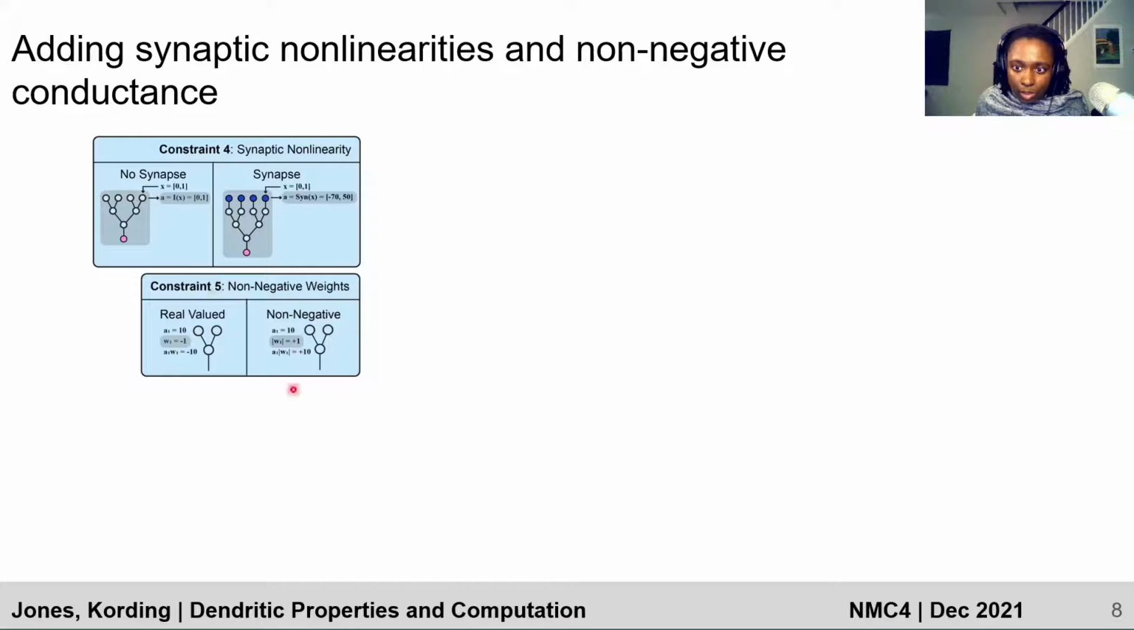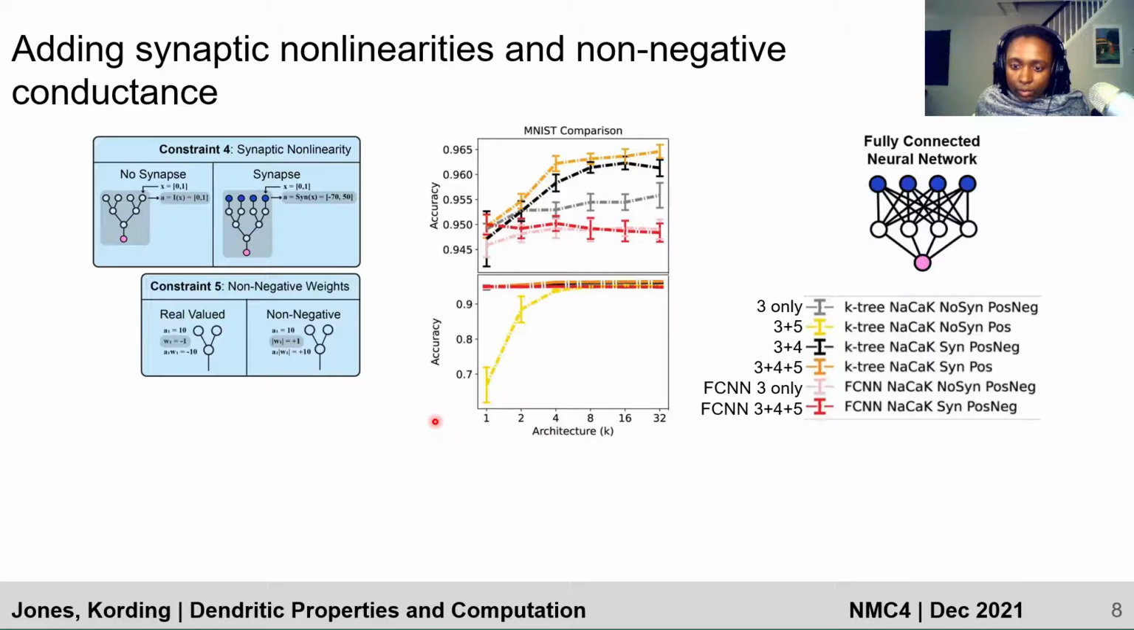Next, we've added two more constraints, synaptic nonlinearity and non-negative conductance weights, on top of the dendritic nonlinearity constraint in both our neuron-like model and the FCNN model. Adding non-negative conductance in the bottom graph in yellow led to a major drop in performance, but this was rescued in orange by adding synaptic nonlinearity. Both constraints together in orange perform better than adding synaptic nonlinearity alone in black. Our takeaway is that with the added synaptic repetitions, all neuron-like models perform better than the comparable FCNNs, which are in red and pink.